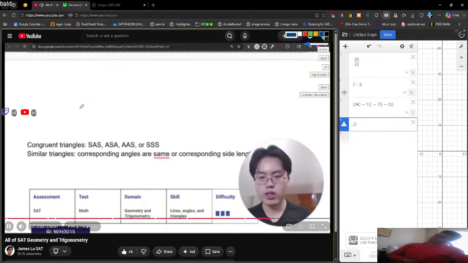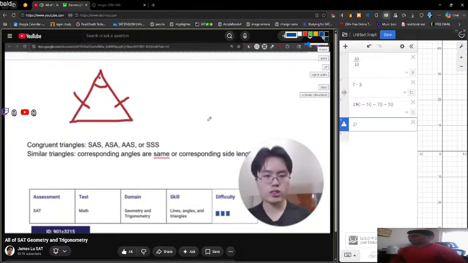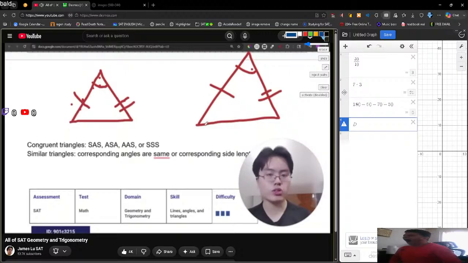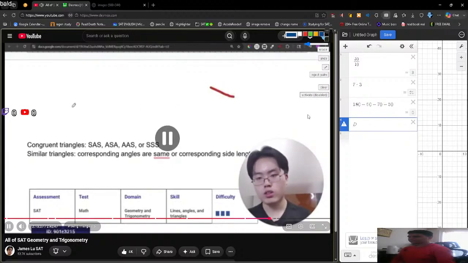Now, what do I mean by SAS? So basically, it's saying the side, the angle right next to that side, the side right next to that angle. This is SAS. And it's basically saying, if I have 2 triangles, and I know this side is equal to this side, and then one of the angles next to that side is the same, and then one of the sides next to that angle is the same, then that's enough to prove that these triangles are congruent, meaning they're the exact same triangle.